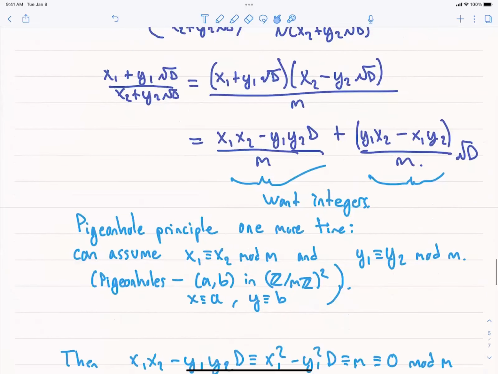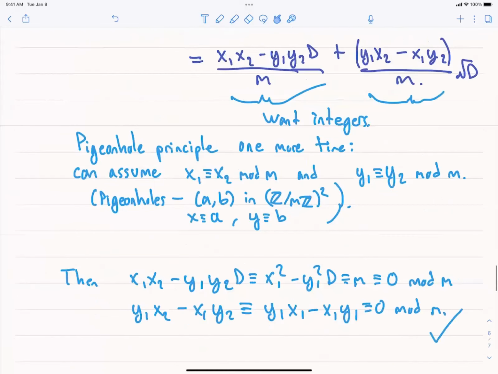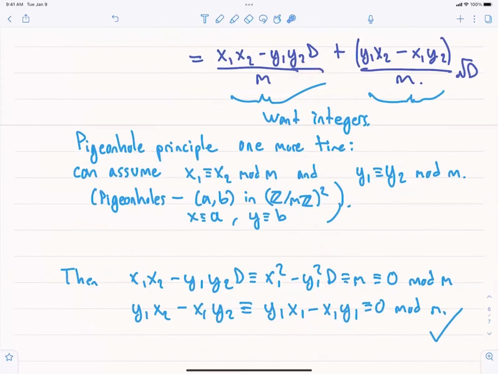So if I take my pigeons in the same pigeonhole, so x1 is congruent to x2 and y1 is congruent to y2, then these really become integers. I just need to show that the numerator is congruent to 0 mod m on both of these, just like a computation we did when we were talking about descent. If I simplify using this congruence, the first numerator, x1 x2 minus y1 y2 d, just becomes x1 squared minus y1 squared d.